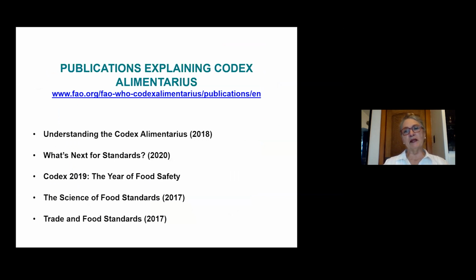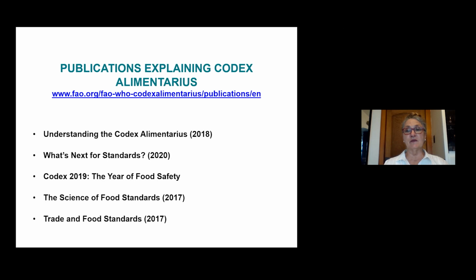So there are publications that explain Codex Alimentarius. You can go to the website of the FAO, and you can understand the Codex Alimentarius and what's next for the standards. This is something important for each country to look at. 2019 was the Codex year of food safety. And that's what we're talking about today.